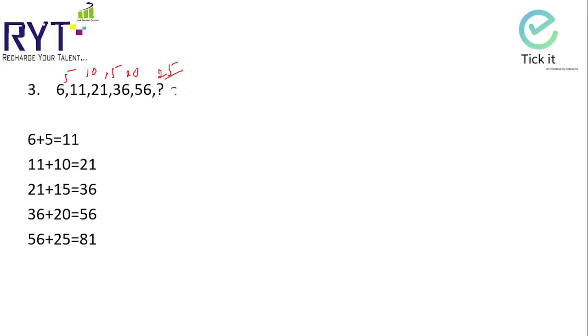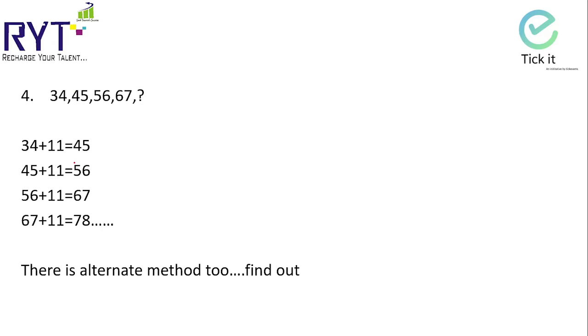34, 45, 56, 67. If we observe the difference, it is plus 11, plus 11, plus 11 everywhere, right? 11, 11, 11, 11. So if you add, you get 78. There is an alternate method too. How? Just observe the numbers. 3, 4, 4, 5, 5, 6, 6, 7. Next number should be 7, 8. That's it.